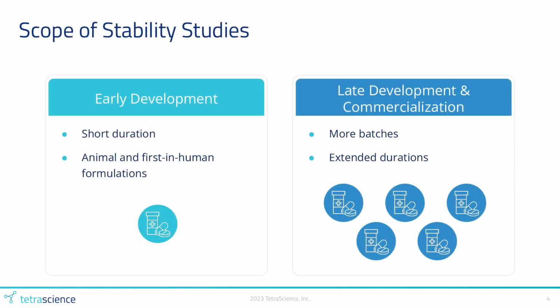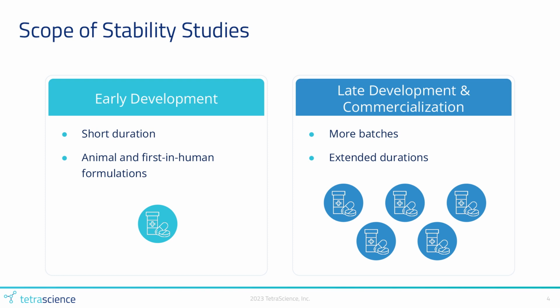It's common to perform stability studies as fit for purpose. For example, in the early development phase, stability studies are typically performed on a handful of batches in a fairly short period of time, sometimes no more than 3 months, with the primary purpose of assessing early formulations for animal and first-in-human studies. During late-stage development, regulatory agencies mandate the collection of stability data for pre-approval.